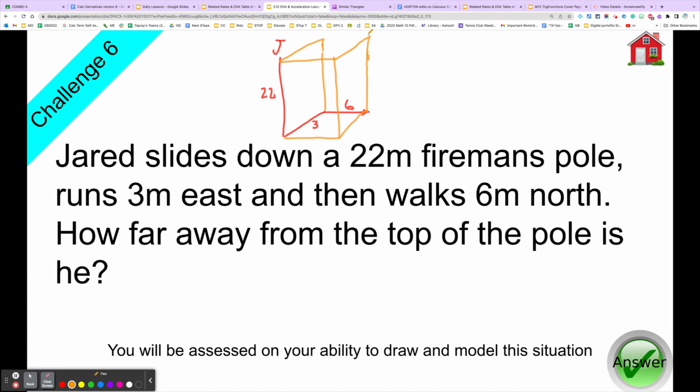Then if you're able to make this connection, and we're wondering how far away Jordan is from where he first started, all of a sudden this question became a heck of a lot easier, because it's really just the diagonal of a rectangular prism. If I call that d, then d squared would equal the height squared plus east squared plus north squared. If I take the square root of that, it would end up being 22 squared plus 6 squared plus 3 squared, and so on.